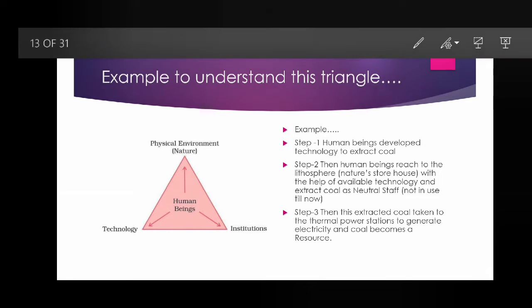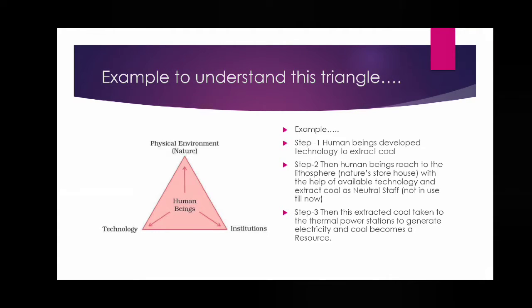So human beings develop technology, then go to the nature storehouse, that means the lithosphere. Why? Because we want to extract coal. Then with the help of the available technology, we start to extract the coal. Now students, tell me, when we have started to extract the coal, is this coal called a resource or neutral stuff? It is called neutral stuff. Why? Because it is extracted but not in use till now.